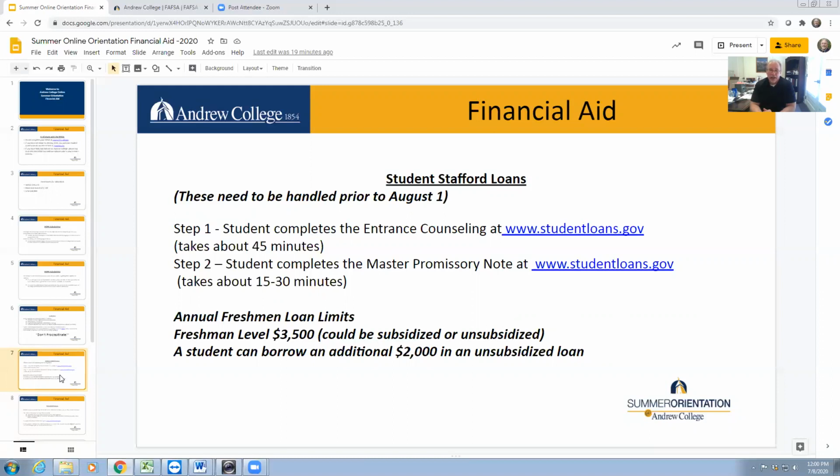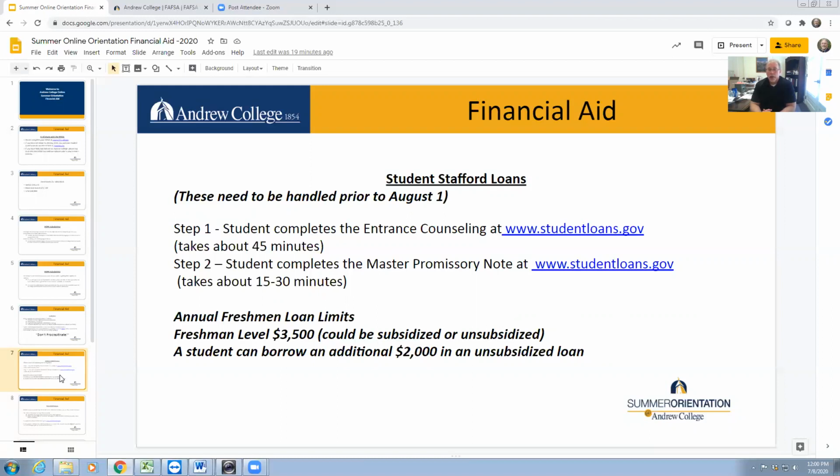It takes about 15 to 30 minutes to do the master promissory note. The entrance loan counseling was put in place by the federal government a few years ago, so students wouldn't be blindsided. They'd realize, yes, I'm taking out a loan. Yes, this means it needs to be repaid. Here are some options about how I could repay it.